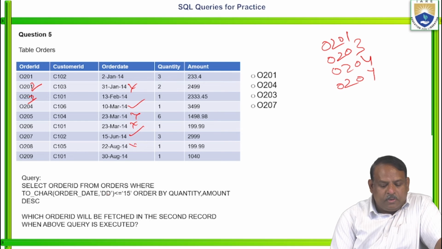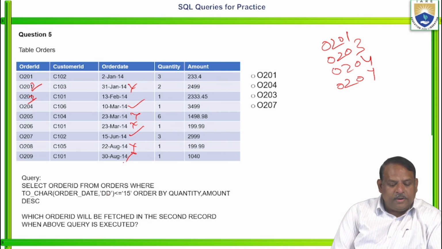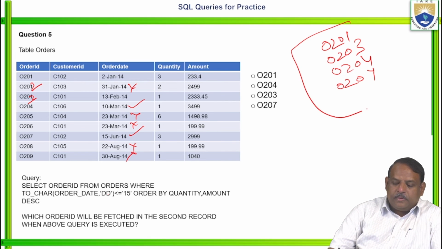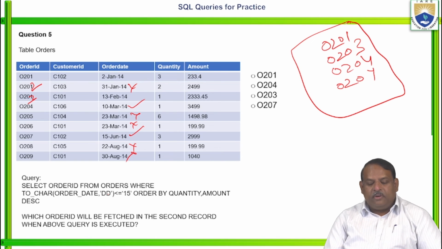207 will come. These two will not come. Out of 9 records, we have removed 202, 205, 206, 208, and 209. Now this is the result set we got.